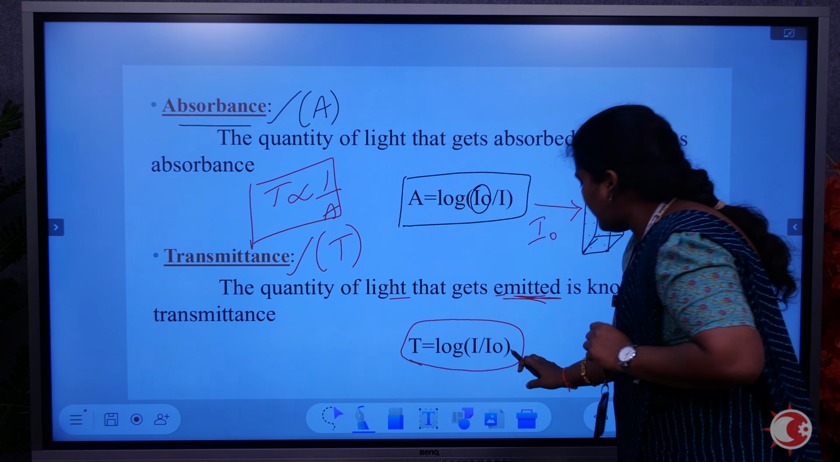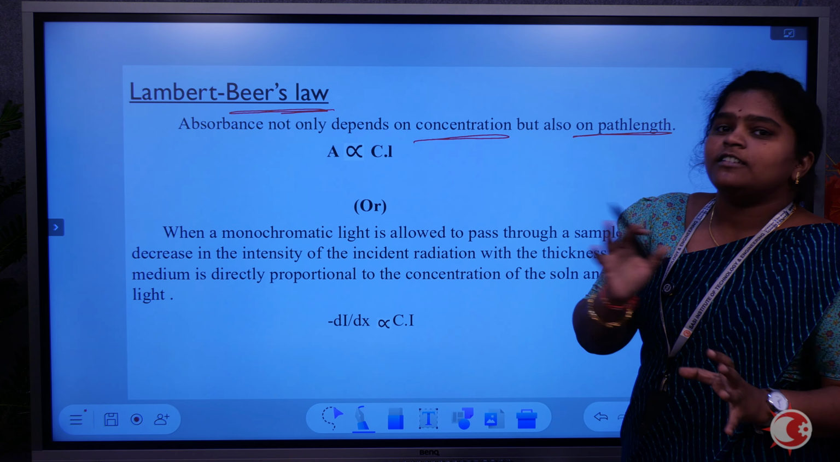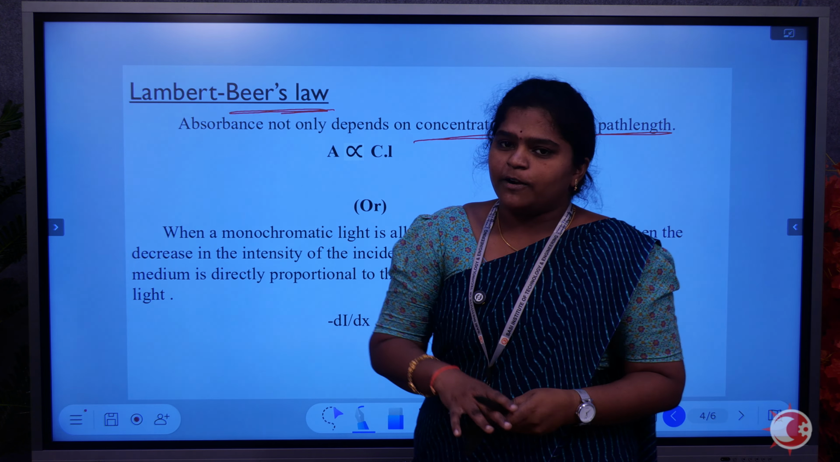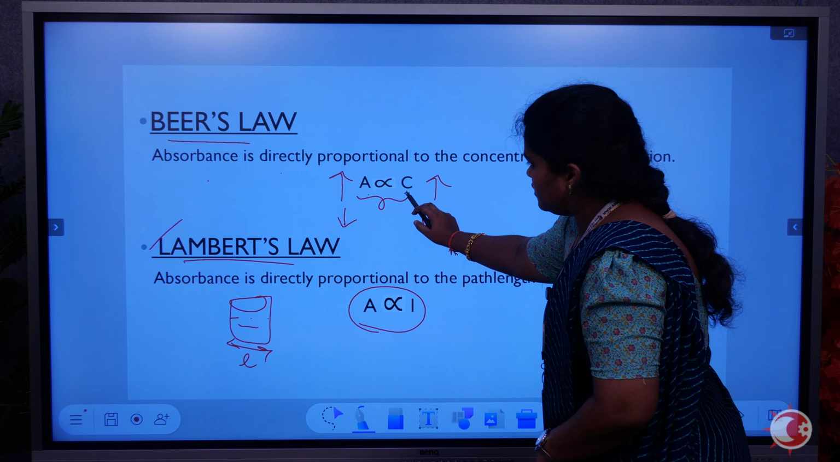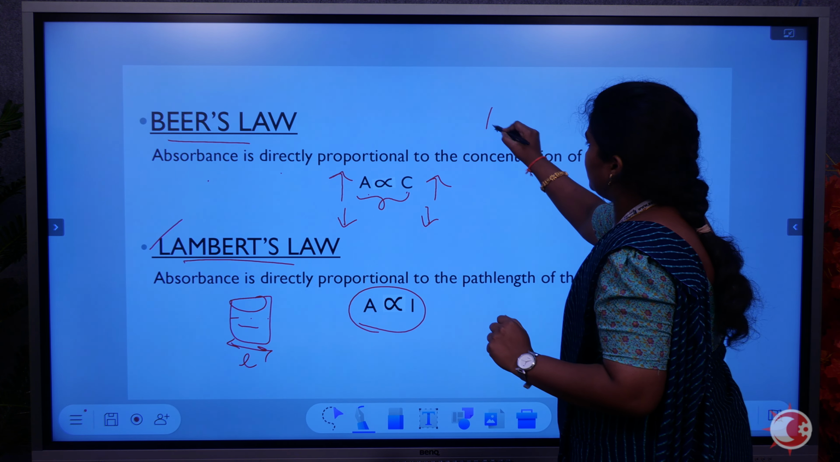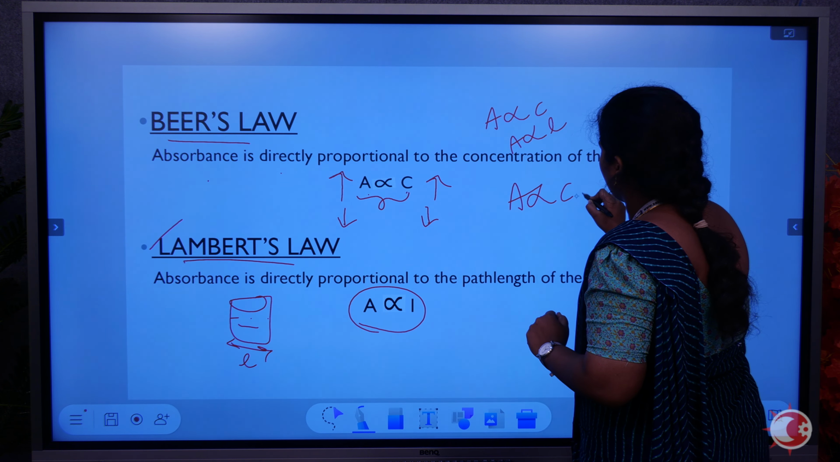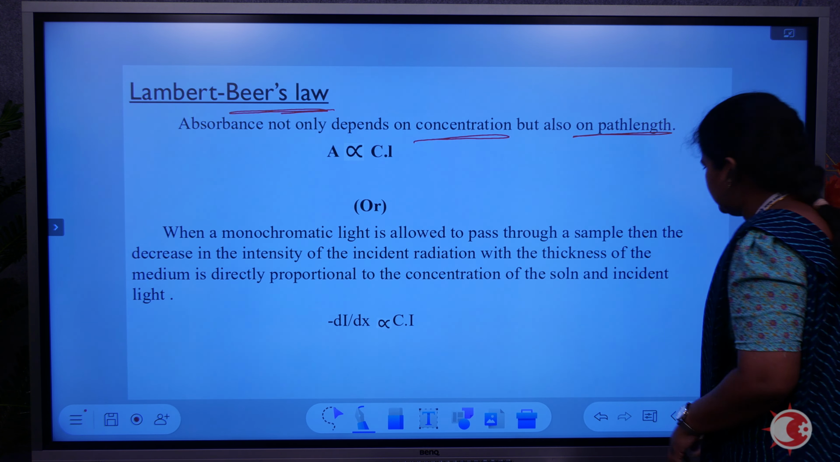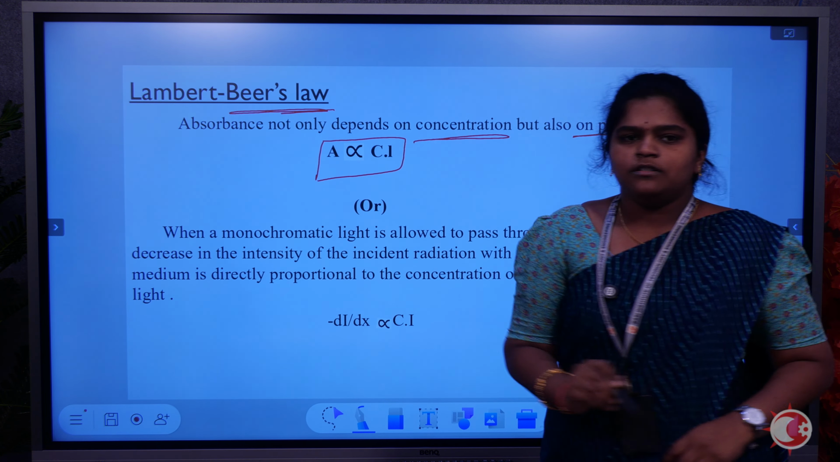Now a new law was proposed, that is Lambert-Beer's law. It simply says that absorbance depends not only on concentration but also on path length. Lambert is not wrong, Beer is also not wrong, but the two laws are combined. Both the laws are correct. Absorbance is concentration dependent and also path length dependent. So we can write absorbance is proportional to C, absorbance is proportional to L, then absorbance is directly proportional to concentration into path length. That law is simply called Lambert-Beer's law.